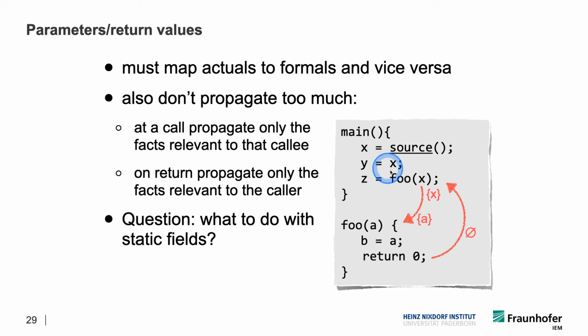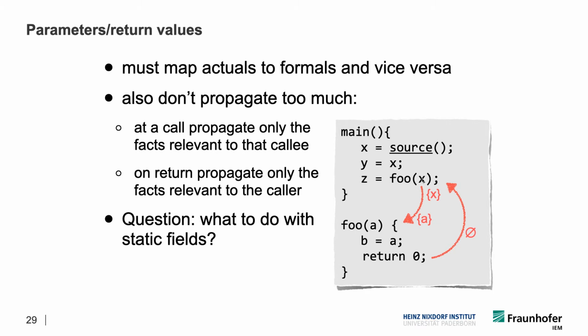And because I'm lacking that a priori knowledge, I can only really do one of two things. Either I can propagate information about c.f into foo, but then I would have to propagate it everywhere in the program, because I nowhere know what is being accessed and what isn't, at least not ahead of time. Or I don't propagate it into here, but then my analysis might actually be incorrect. It might be unsound because it might be missing information about c.f, for instance, being tainted.